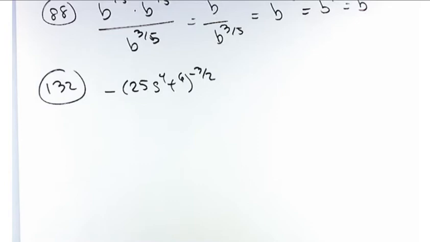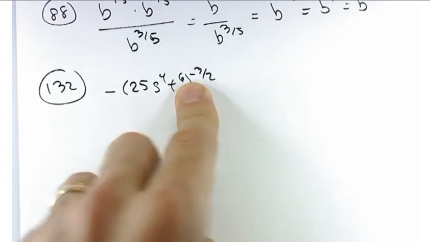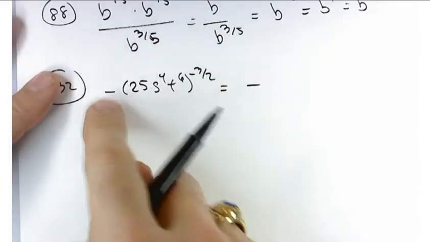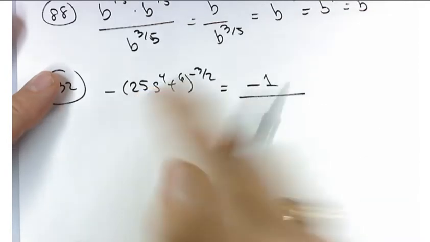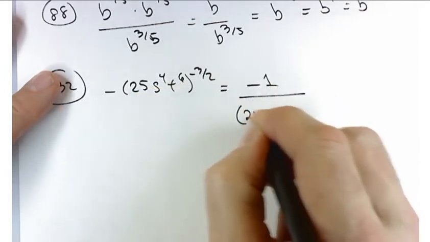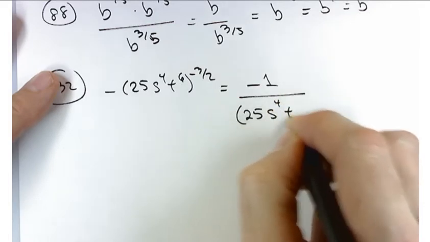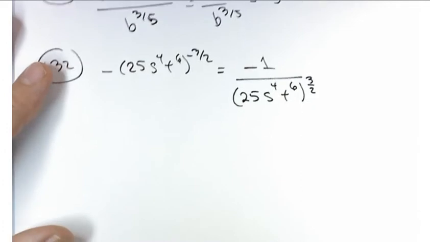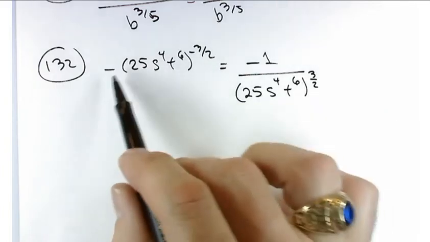The first thing I would suggest is that we get rid of the negative exponent here. Now, when I do that, I'm going to leave this negative in the form of a negative 1 in the numerator. And write 25 s to the 4th t to the 6th raised to the 3/2 power, because this exponent only applies to this term.